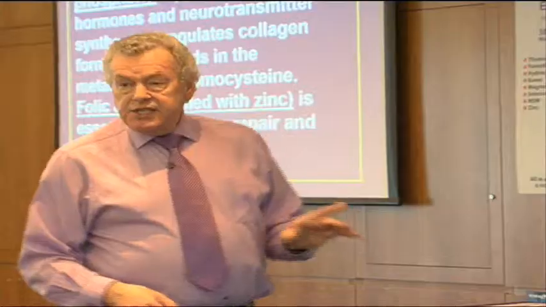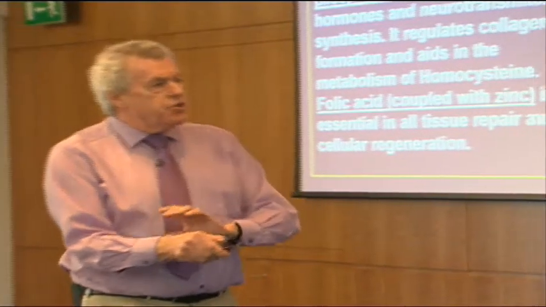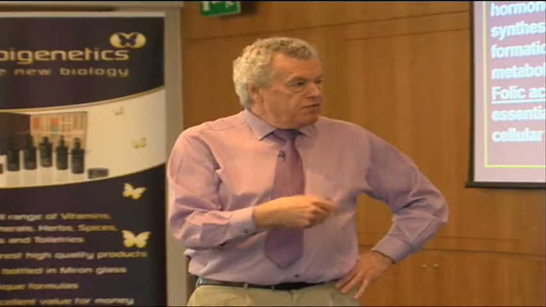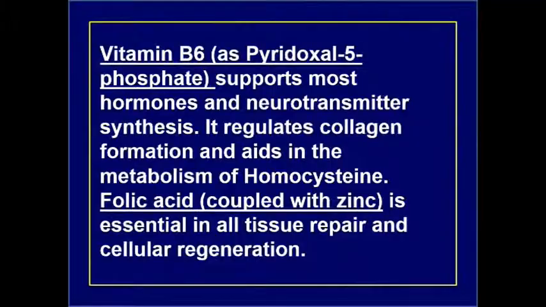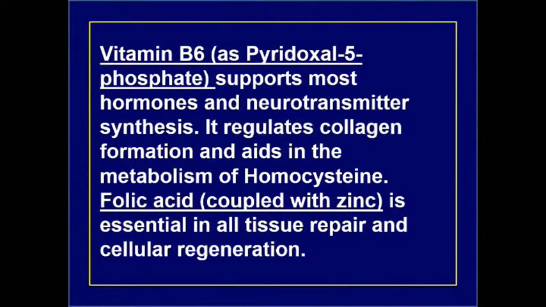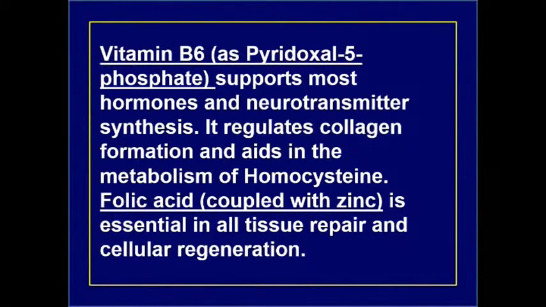So let's have a look. B6 as pyridoxal 5-phosphate supports the hormones, neurotransmitters, it regulates collagen and aids in the metabolism of homocysteine. Folic acid, if it's coupled with zinc, is essential in all tissue repair and cellular regeneration. The zinc activates the folic acid to get it to work. So to get folic acid into making folinic and methylene and methyl tetrahydrofolates, the active forms, you need zinc. So simply putting folic acid and zinc together is really good.